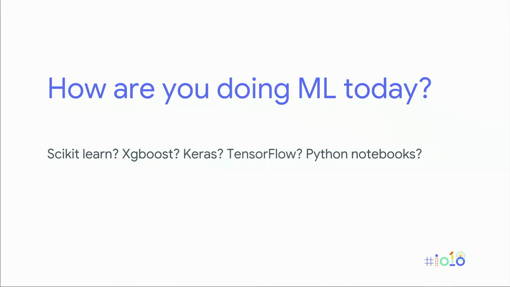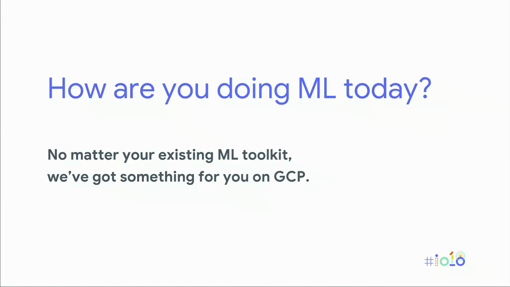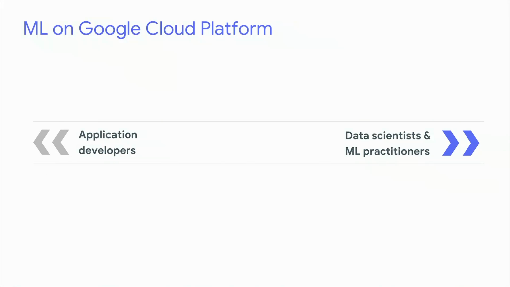So if you think about how you're doing machine learning today, maybe you're using a framework like scikit-learn, XGBoost, Keras, or TensorFlow. Maybe you're writing your code in Jupyter notebooks. Maybe you're just experimenting with different types of models, building proofs of concept, or maybe you've already built a model and you're working on scaling it for production. So what I want you to take away from this talk is that no matter what your existing machine learning toolkit is, we've got something to help you on Google Cloud Platform. And that's what I'm going to talk to you about today.